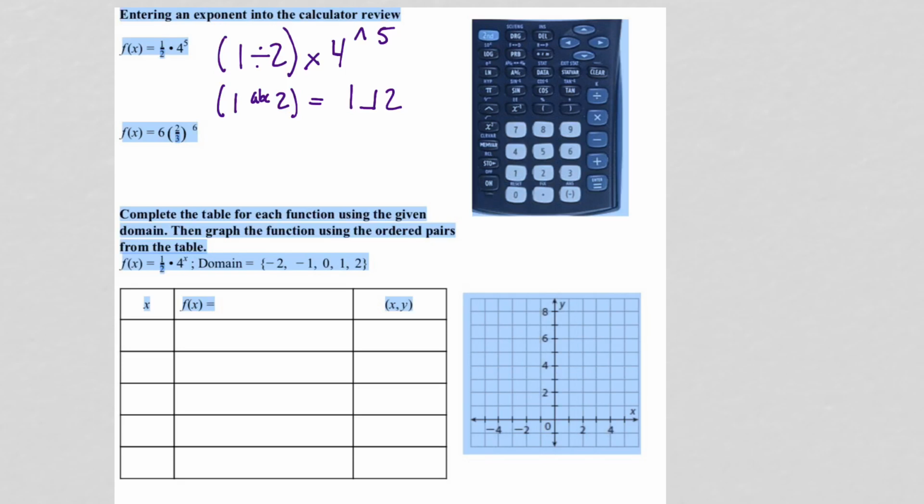Again, if I was typing this in my calculator, I'd do 6 times parentheses 2 divided by 3, close parentheses, and then I'd up arrow to the 6th. Or I would do the 2/3 using that ABC button, which is basically your fraction key.